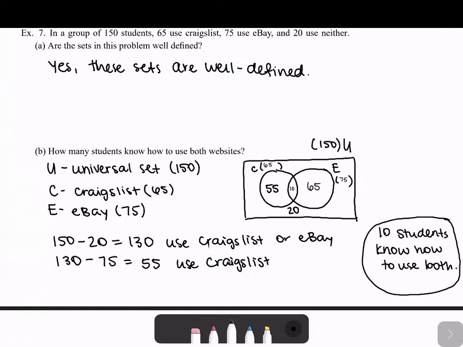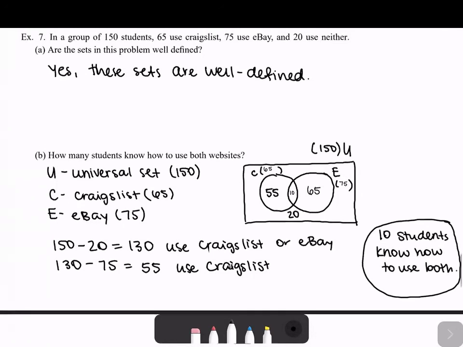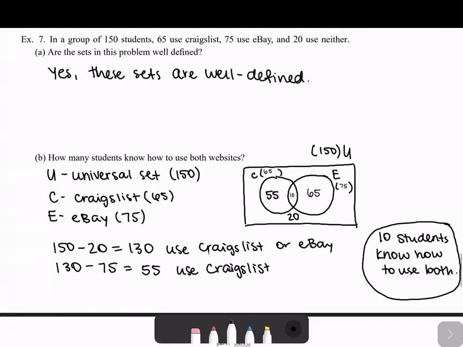Okay, so this is our first example of how we can use sets to solve these word problems that may be a little bit tricky if we didn't have this diagram to help us visualize. So that's the end of this page, and that is all for this video.